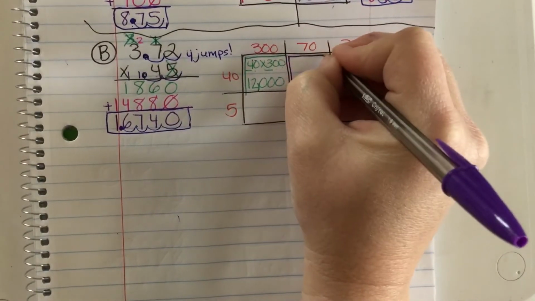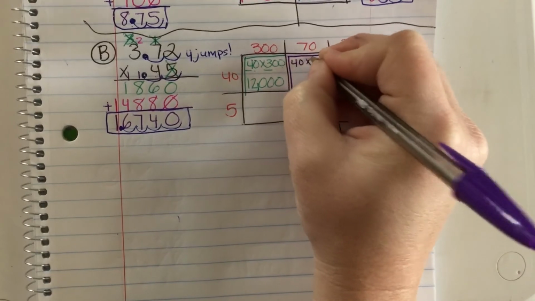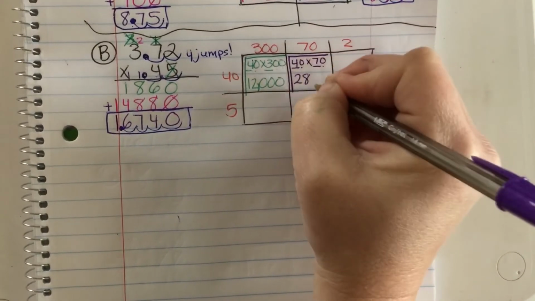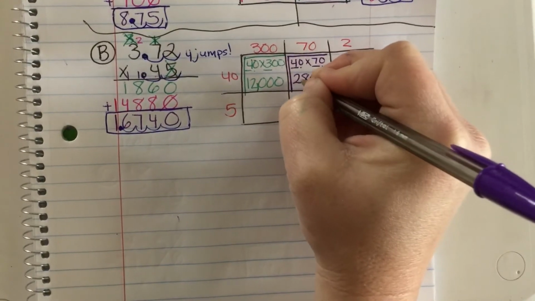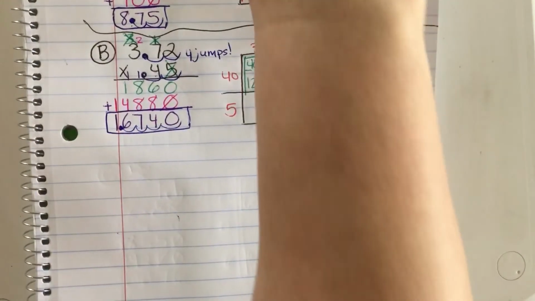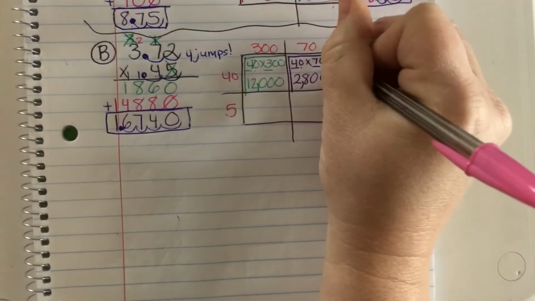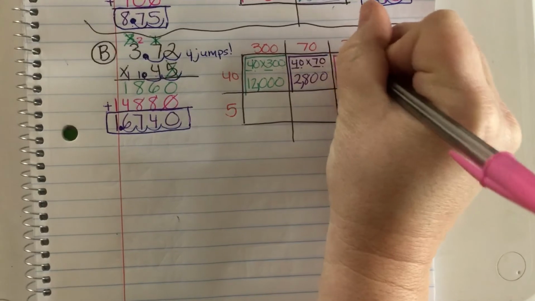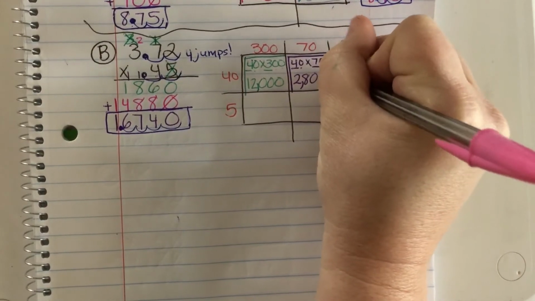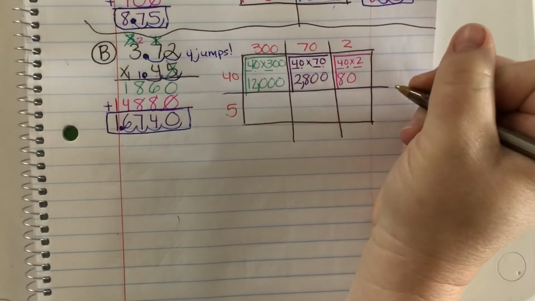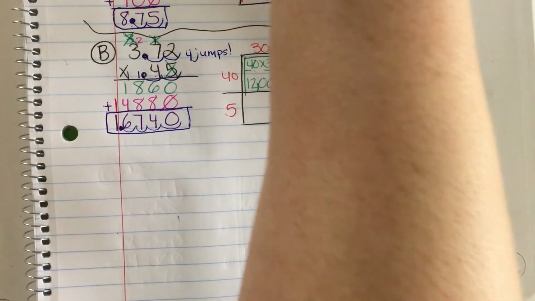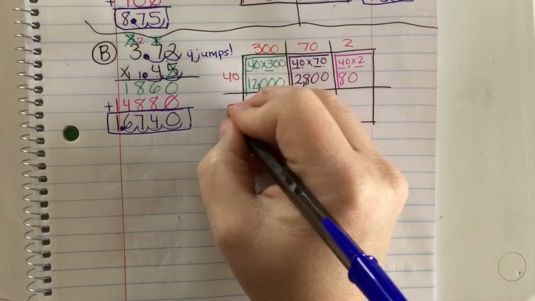40 times 70. 4 times 7 is 28. 1, 2 zeros, 1, 2 zeros, 2,800. 40 times 2. 4 times 2 is 8. 1, 0, 1, 0, 80. Okay. Now we're done with that 40 row.